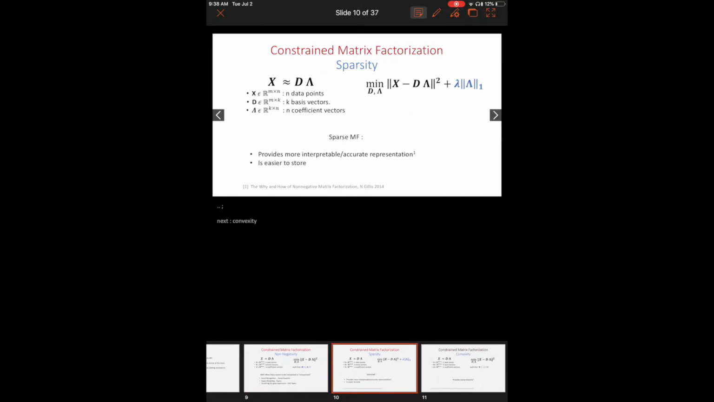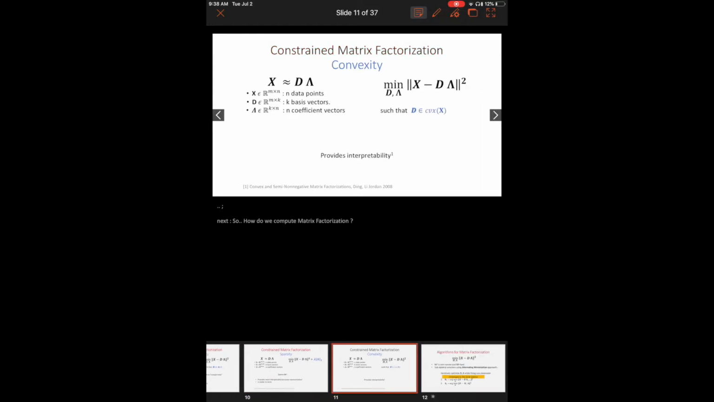Sparse matrix factorization, on the other hand, tries to minimize the number of nonzero entries in the coefficient vectors. This provides a more interpretable and accurate representation, and since sparse vectors are easier to store, it also provides advantages in that regard. Convex matrix factorization, on the other hand, constrains the basis vectors to lie in the convex hull of all the data points, and it provides interpretability for the basis vectors in terms of the data.